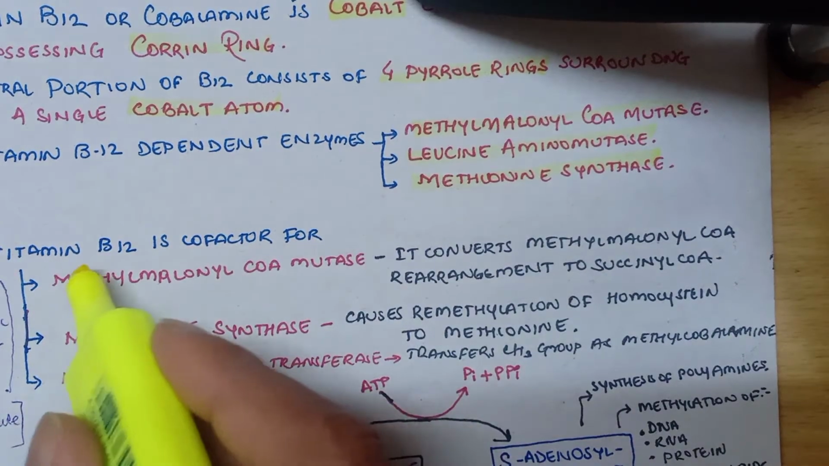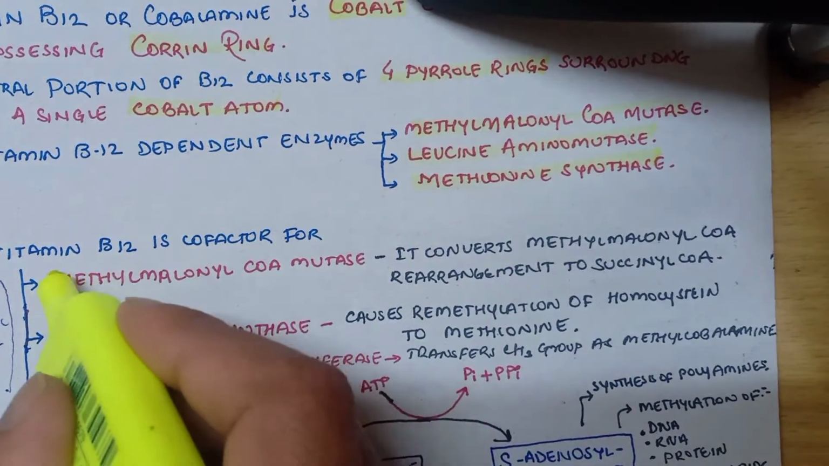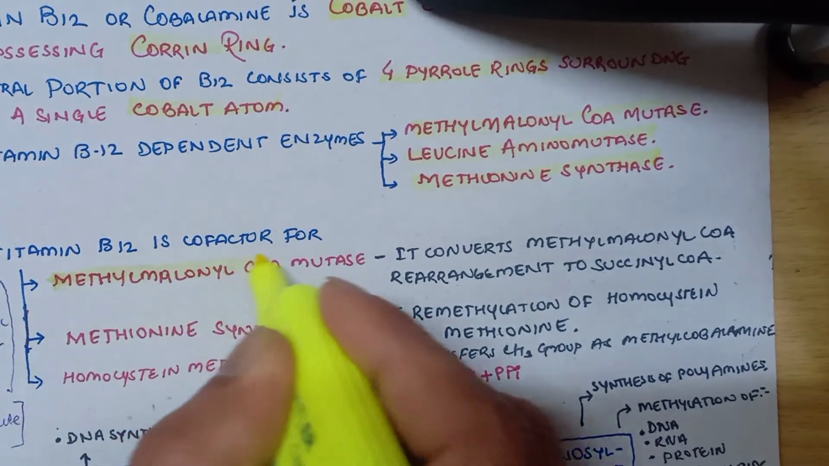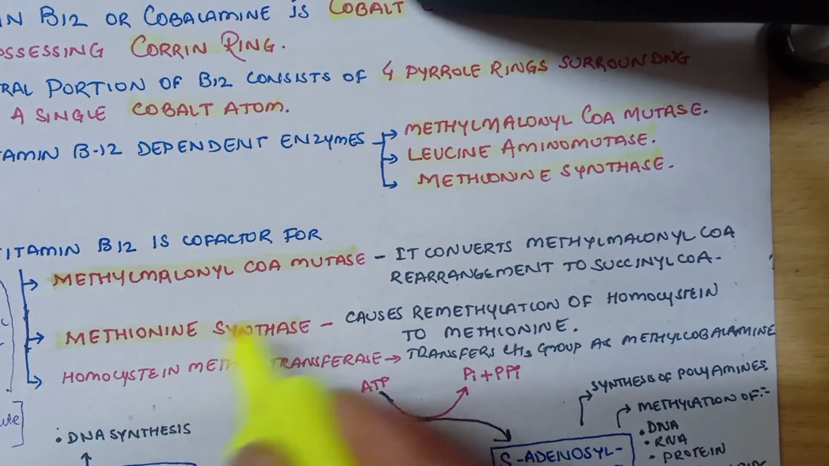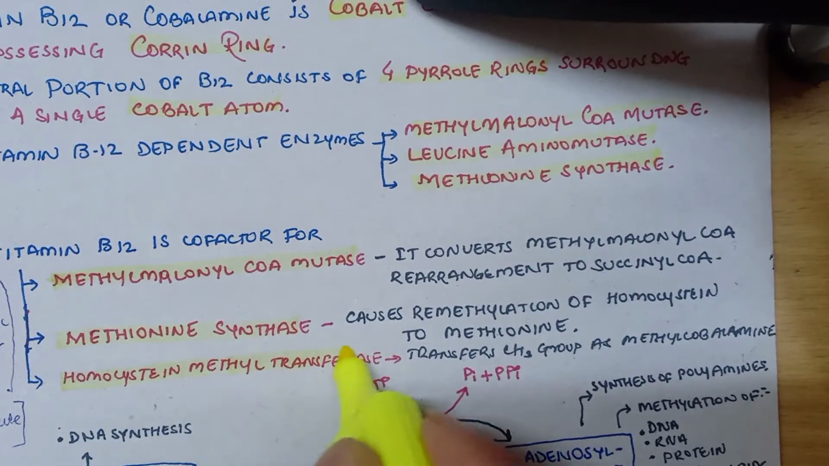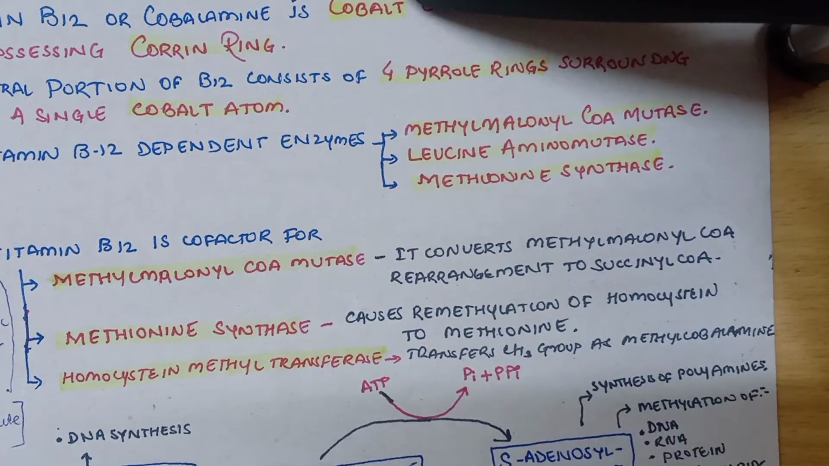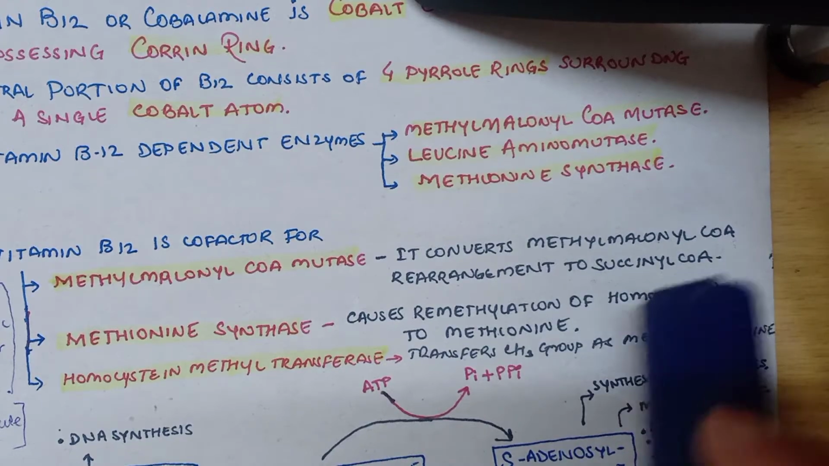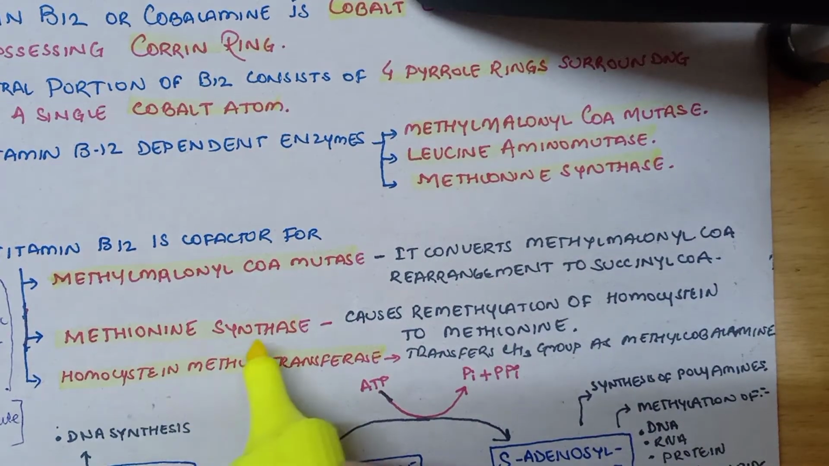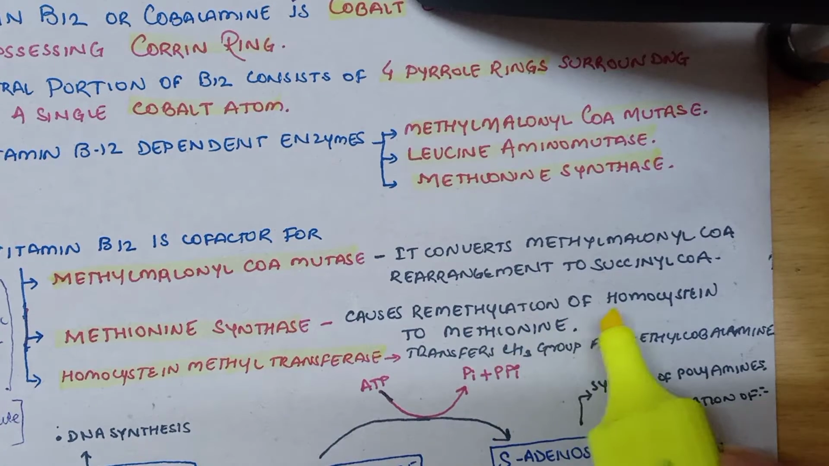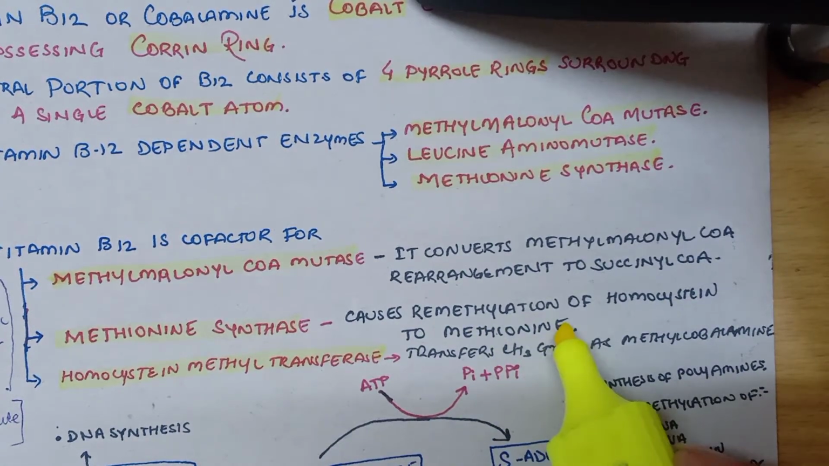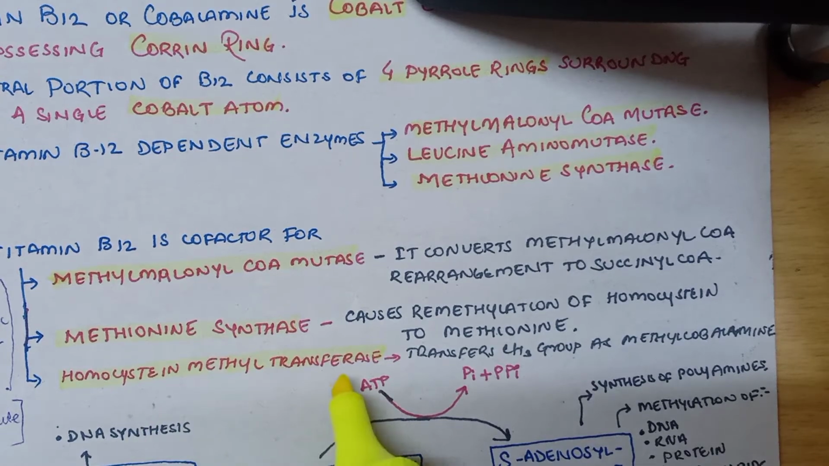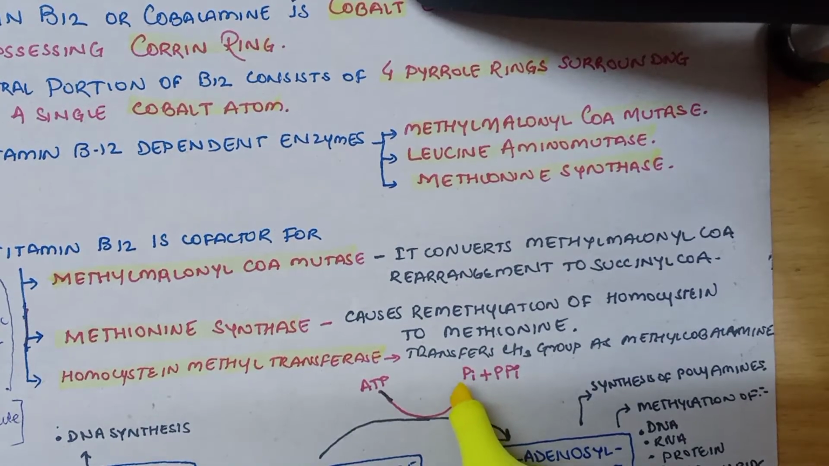So vitamin B12 is a cofactor for methylmalonyl coenzyme A mutase, methionine synthase and homocysteine methyltransferase, where methylmalonyl coenzyme A mutase will convert methylmalonyl coenzyme A to succinyl coenzyme A, and methionine synthase causes remethylation of homocysteine to methionine, and homocysteine methyltransferase causes transfer of methyl group as methylcobalamin.